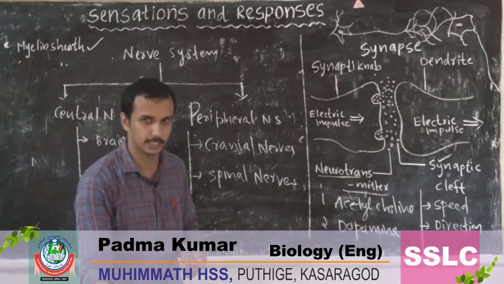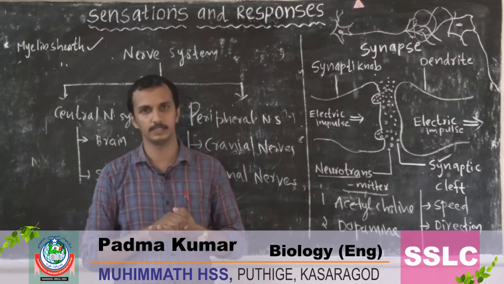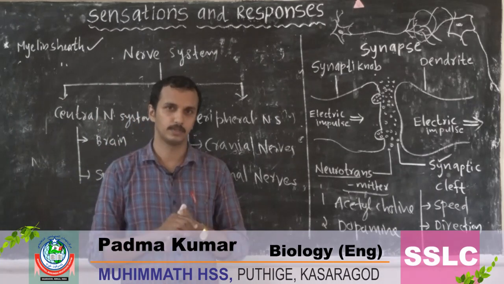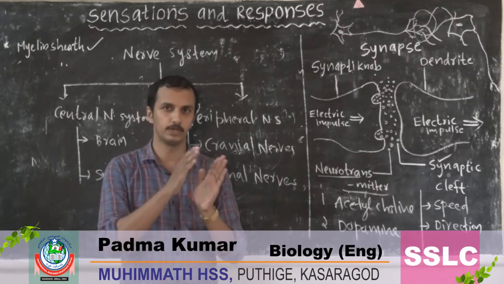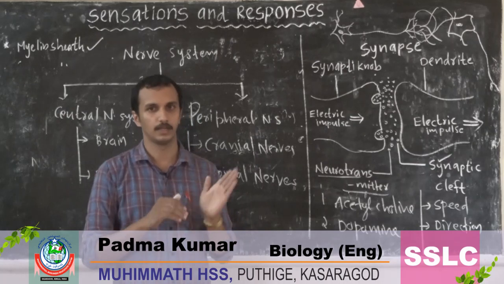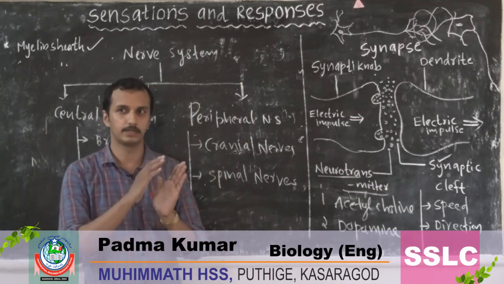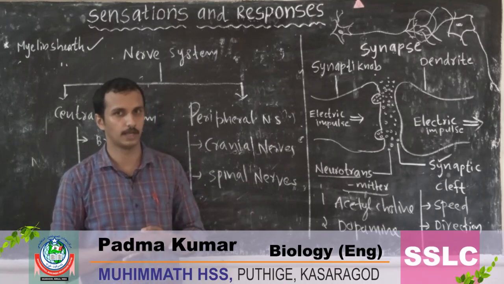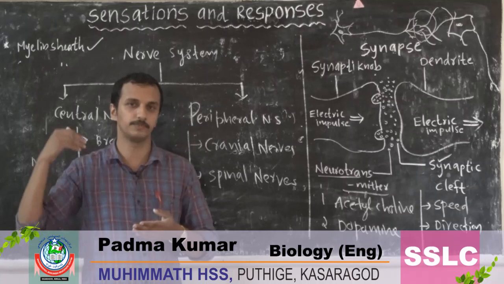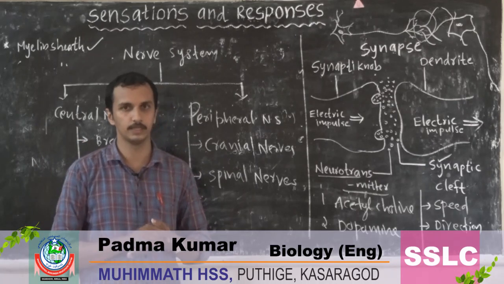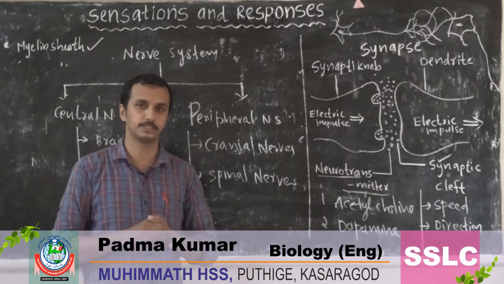So what we discussed here? Today we discussed about myelin sheath, where it is formed, what are the functions performed by myelin sheath. Then we already discussed about grey matter. We discussed about how impulses are formed, transmission of impulses, and finally we discussed about synapse. Then classification of nerves. Then we discussed about nerve system, how nerve system is classified.